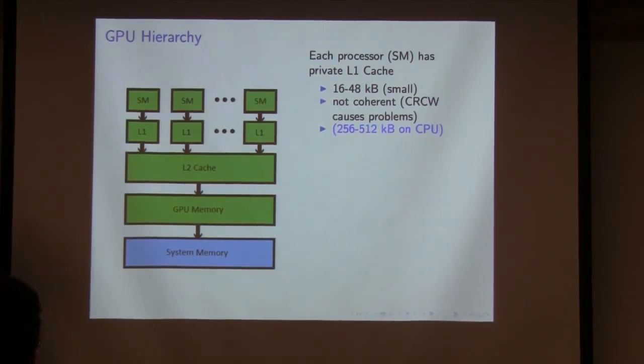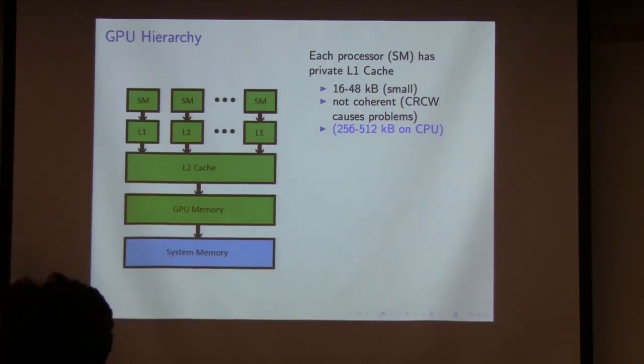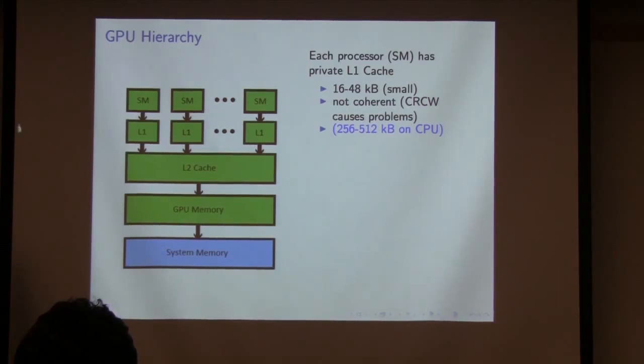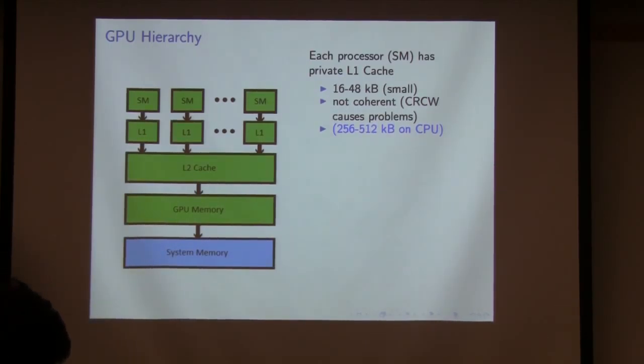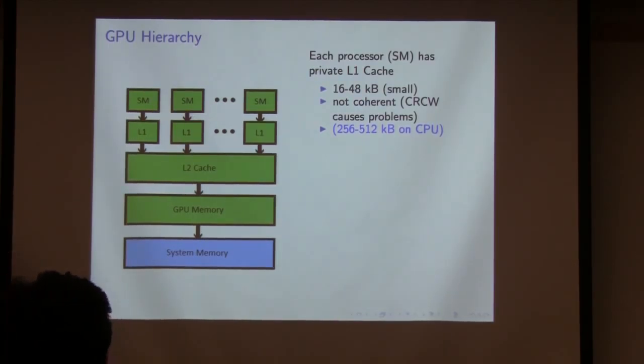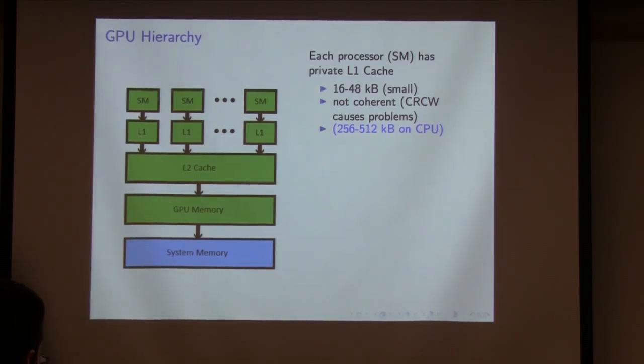The memory is not going to be coherent. You need to worry about how you control the access to this memory. You don't have these concurrent write properties. If you looked at what's usually called the L1 cache on the CPU, it's going to be bigger by maybe an order of magnitude. So you're typically going to have a much bigger L1 cache on the CPU.